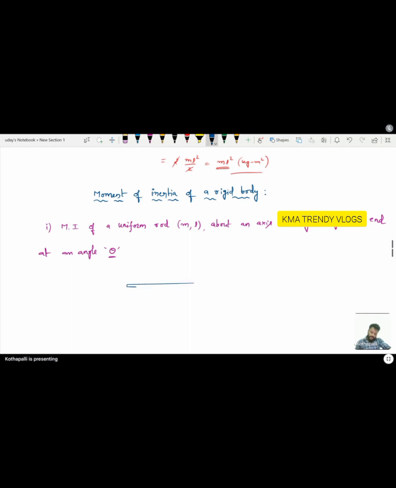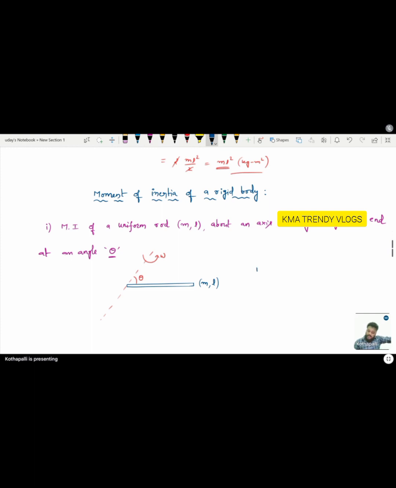Let's take a rod like this of mass m and length L. Now the axis of rotation is somewhere here, passing through one of its ends, and it is making an angle theta with the length of the rod. So it may be rotating like this with angular velocity omega. About this axis, we are going to calculate the moment of inertia of this rod.